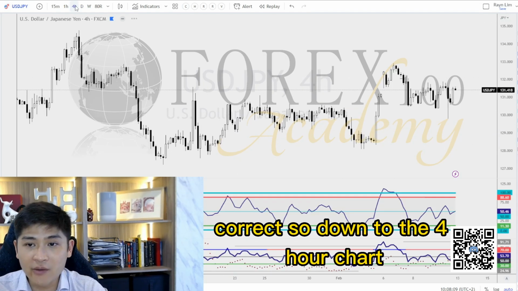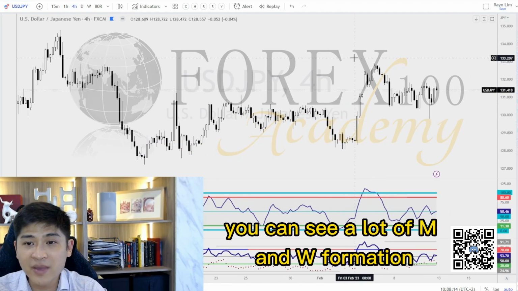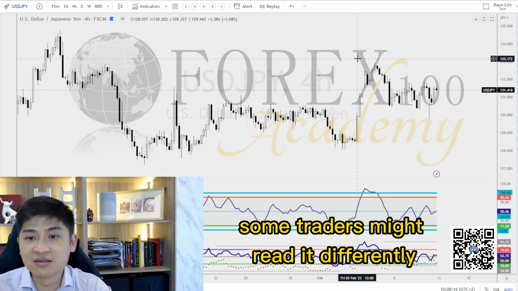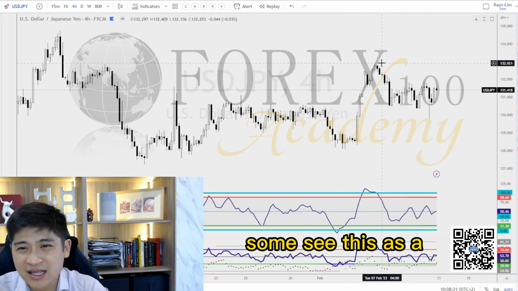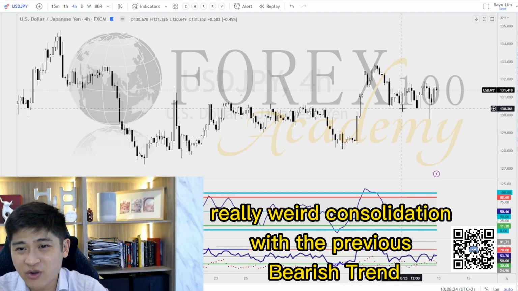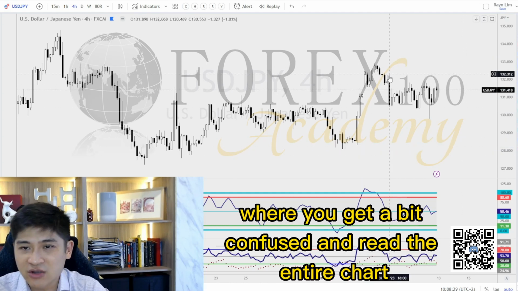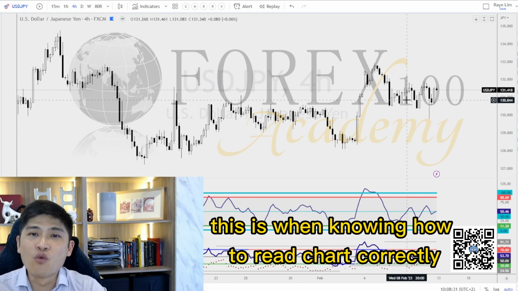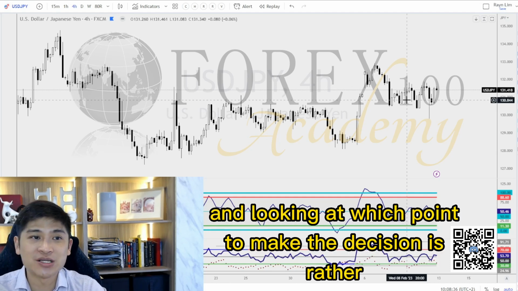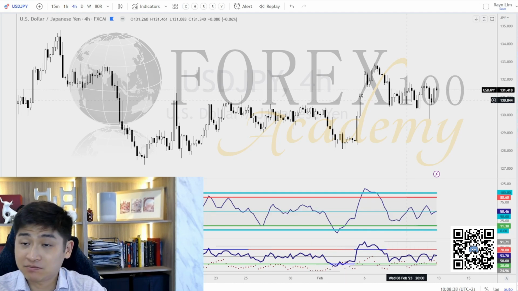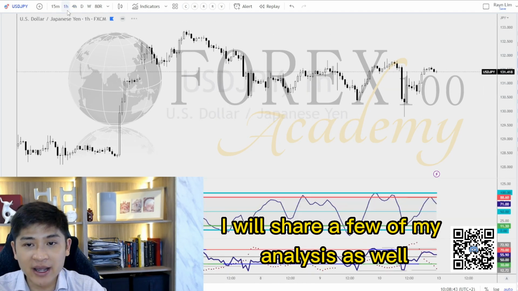So down to the 4-hour chart, let's have a look over here. You can see a lot of M and W formation. Some traders might read it differently. Some see this as a potential M and W pattern formation. Some see this as a really weird consolidation with the previous bearish trend. You might be looking for a bearish flag pattern where you get a bit confused and read the entire chart like bullish. This is when knowing how to read the chart correctly and looking at which point to make a decision is rather important, correct? So with that, just hang on a moment. I'll share with you my analysis as well.